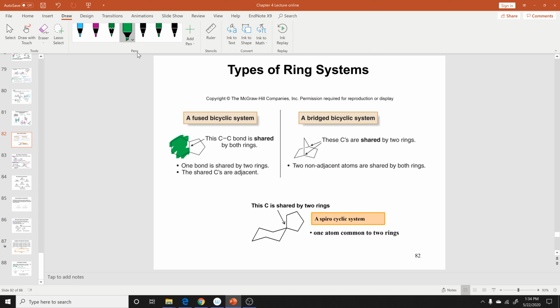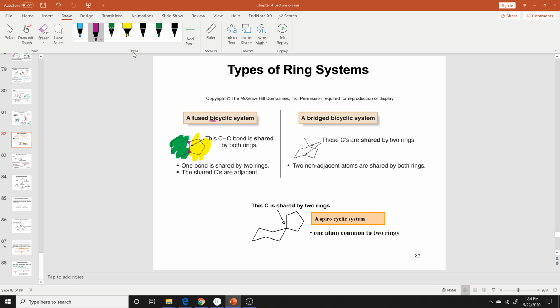This is going to be cycle 1 and that is going to be cycle 2. And these are fused together by two carbons. We're going to call this a bicyclic. Bi stands for 2. So I have a bicyclic compound, but this is a fused bicyclic compound.